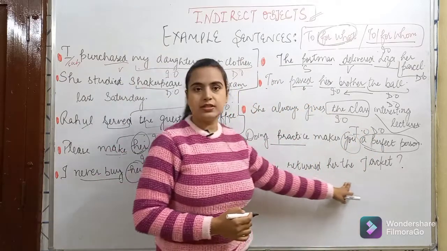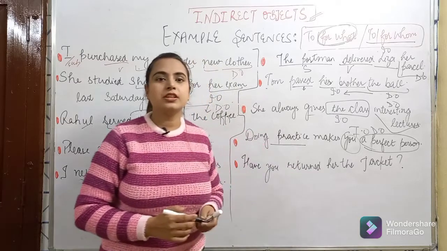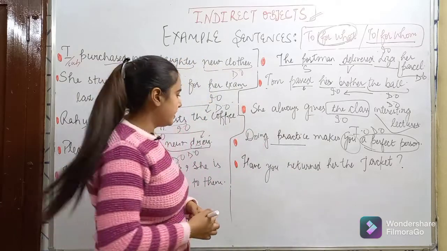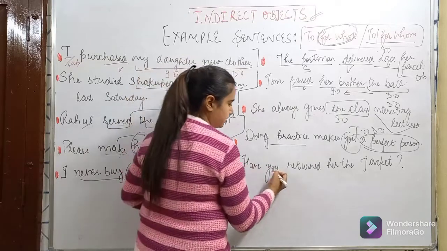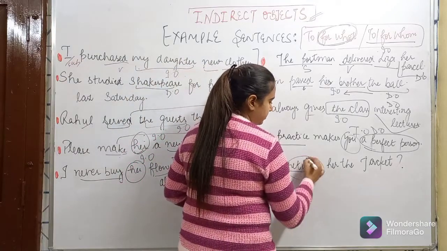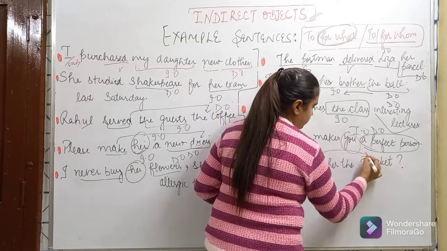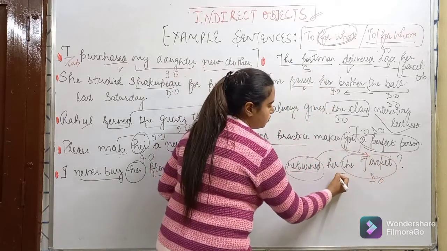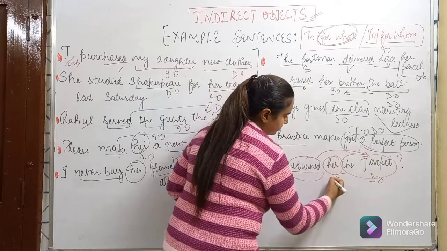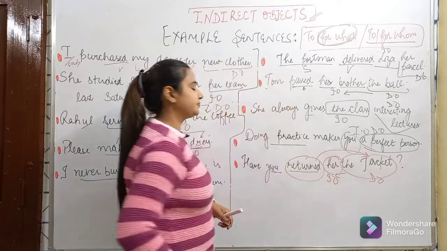Have you returned her the jacket? This is the interrogative sentence of the present perfect tense. Have you returned what? The action of returning was performed on the jacket, direct object. And to whom? Her, indirect object.